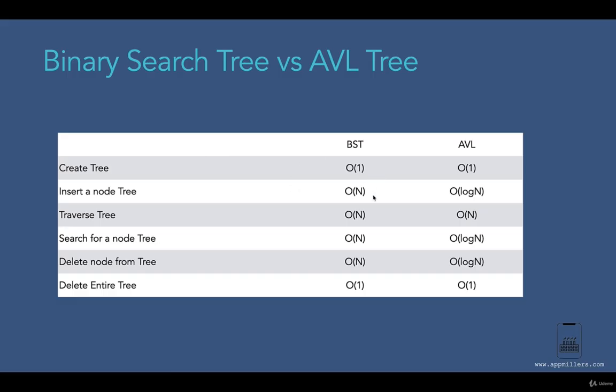Now in case of AVL tree, our tree is always balanced. So this means that we either insert a node to the left subtree or the right subtree. So this will take O(log n) time complexity, which means that insertion in an AVL tree performs better than binary search tree.